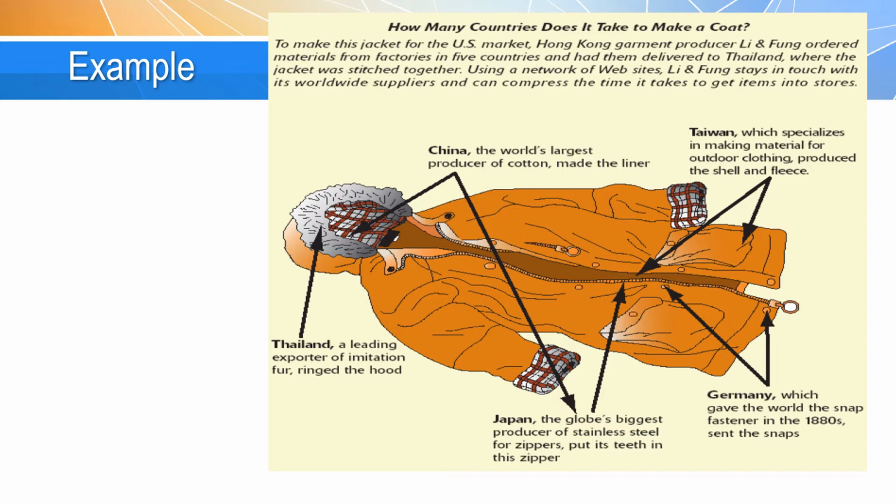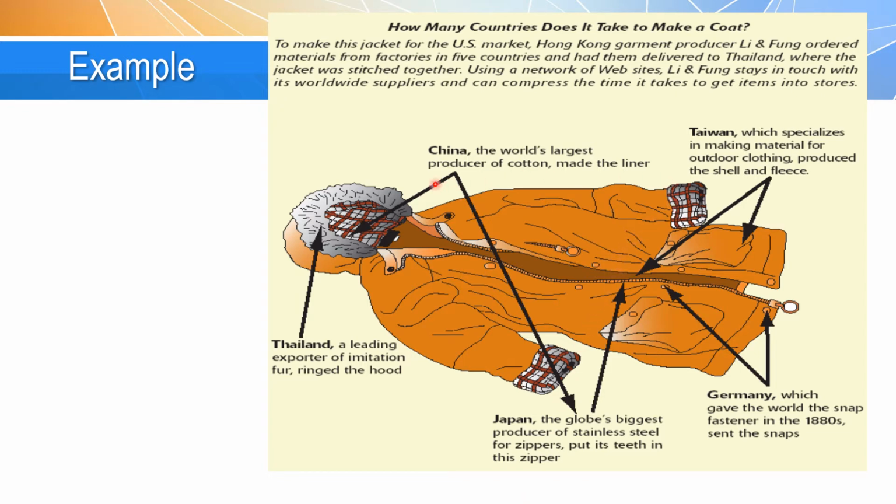To make this jacket for the US market, Hong Kong garment producer Li and Fung ordered materials from factories in 5 countries and had them delivered to Thailand, where the jacket was stitched together. Using a network of websites, Li and Fung stays in touch with its worldwide suppliers and can compress the time it takes to get items into stores. So with the help of a website and the SaaS itself, Li and Fung managed to combine all the suppliers around the globe for a single jacket.